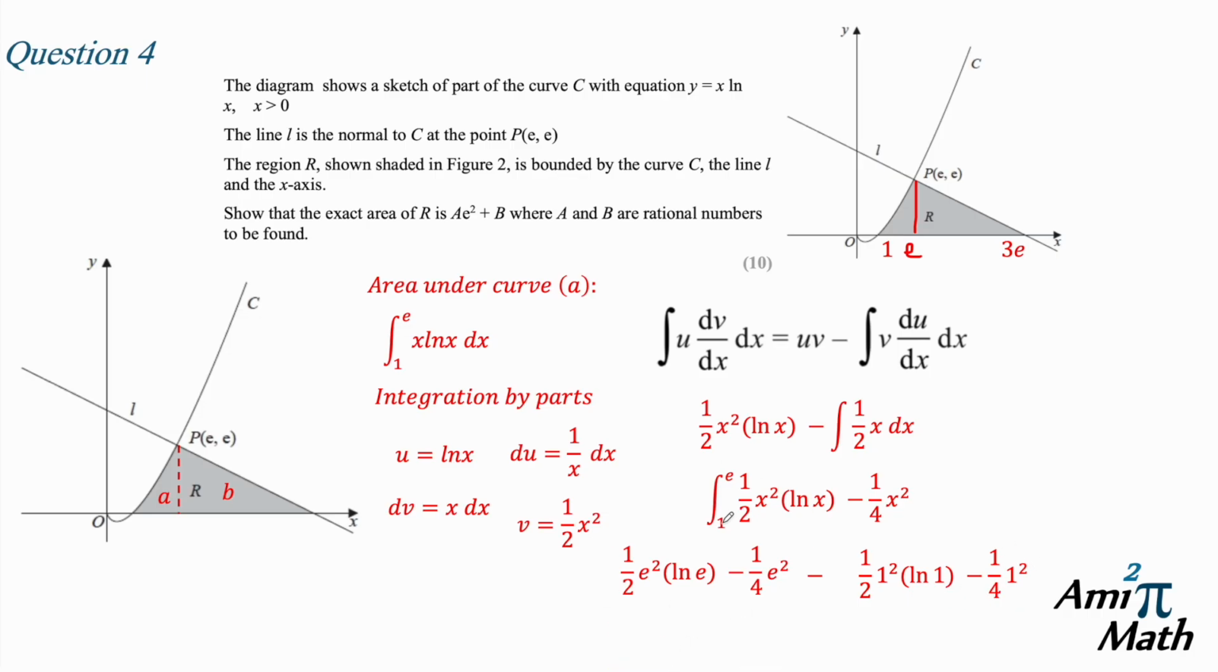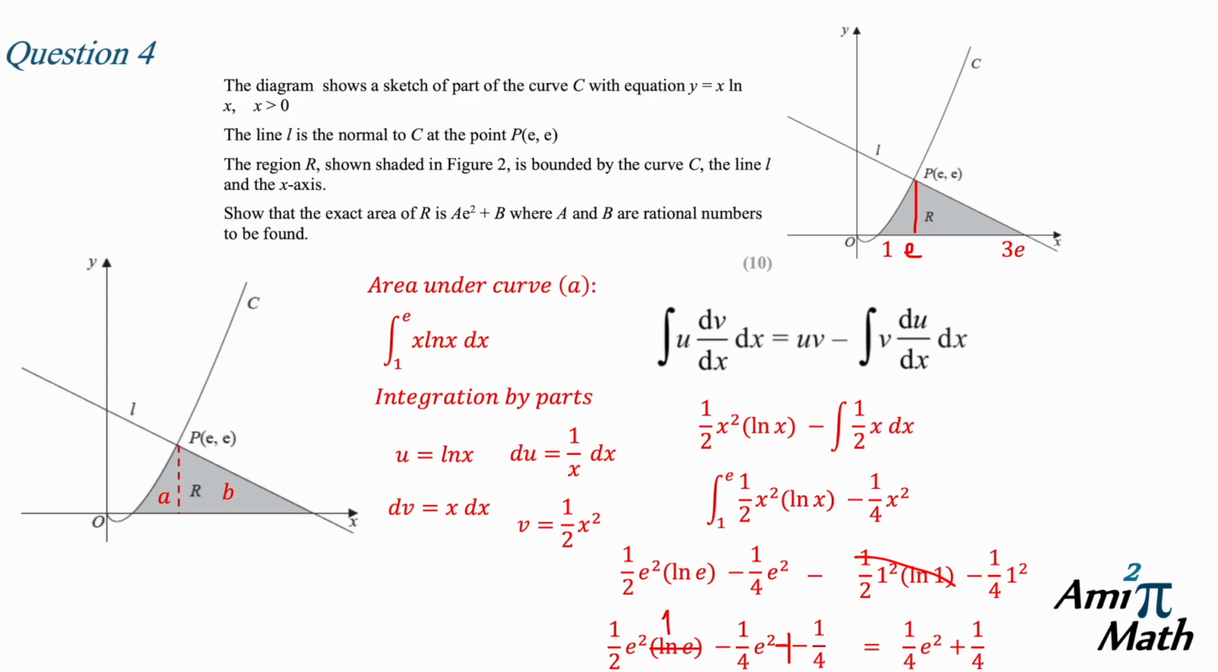Okay, so this part will be 1 over 2 e squared ln e minus 1 over 4 e squared. We know that ln 1 is equal to 0, so this part here will cancel out, and you're left with minus 1 over 4. So that will equal a plus, and then that turns into a plus. So you're left with 1 over 4 e squared plus 1 over 4. Oh yeah, ln e is also equal to 1.